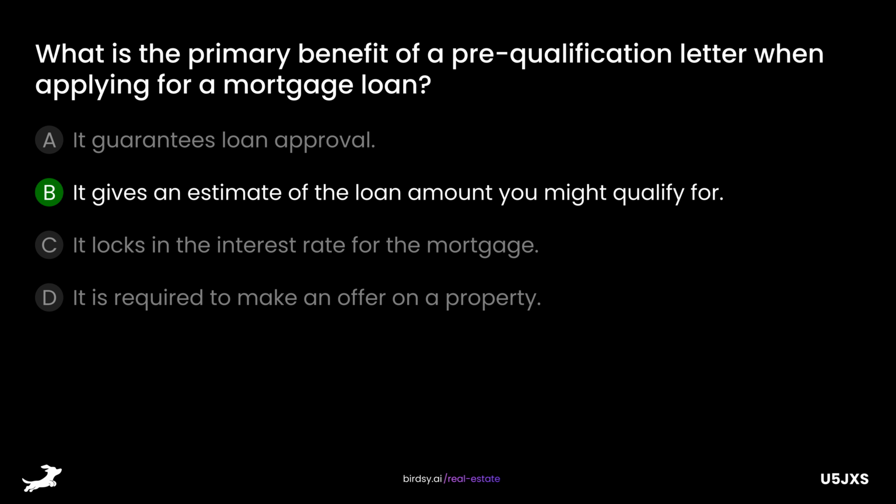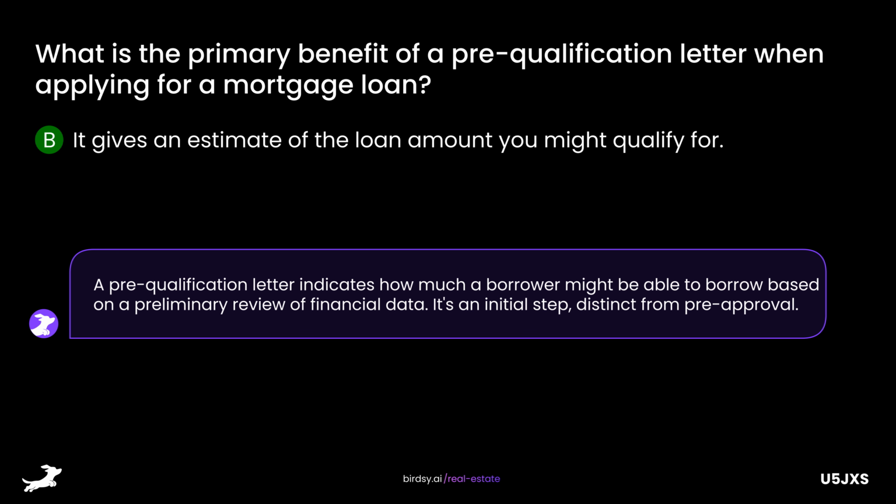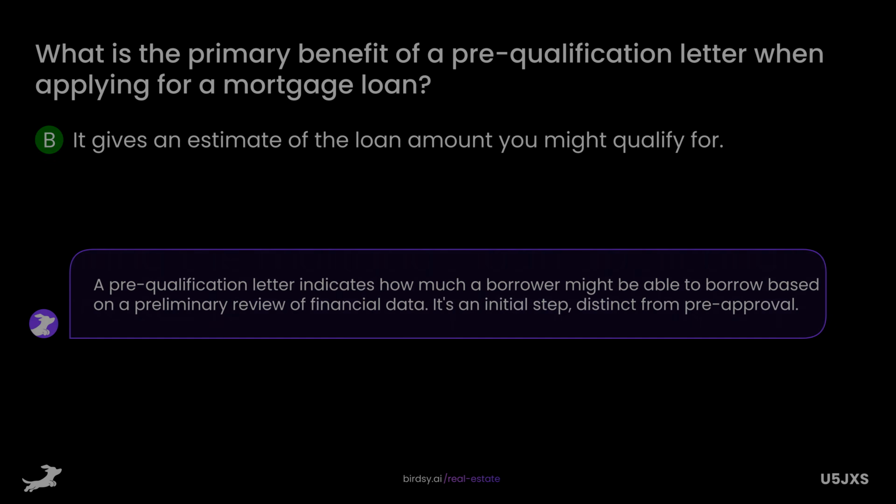The answer is B, it gives an estimate of the loan amount you might qualify for. A pre-qualification letter indicates how much a borrower might be able to borrow based on a preliminary review of financial data. It's an initial step, distinct from pre-approval.